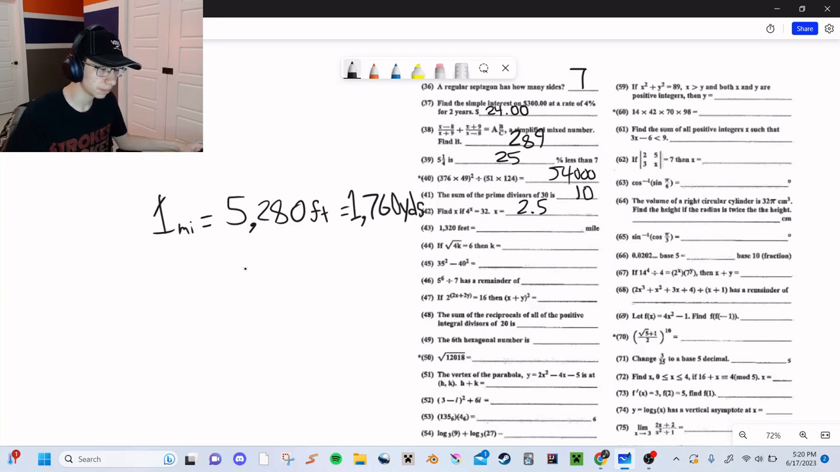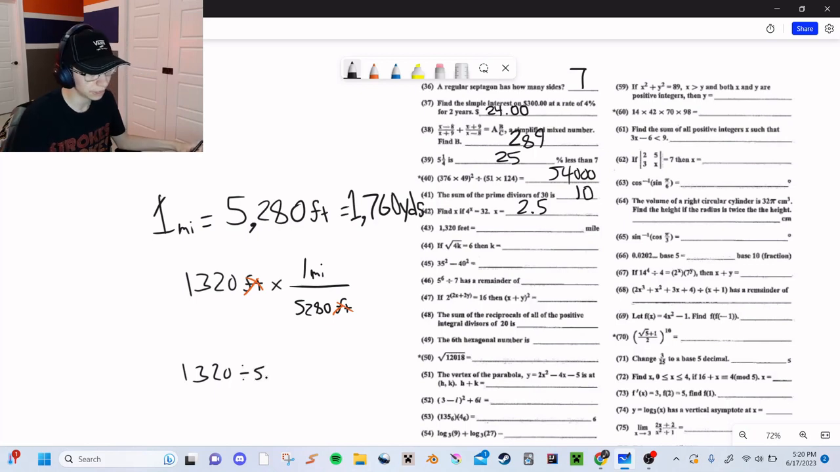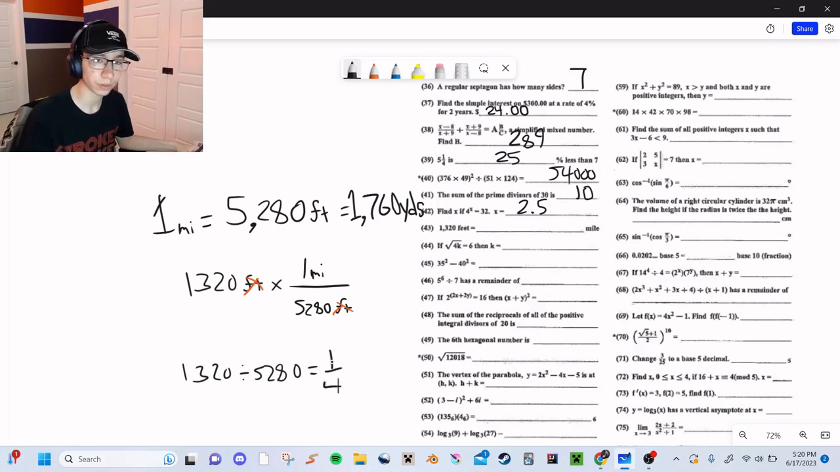And so, to see how many miles is this many feet, I'll just do this many feet times 1 mile per 5,280 feet. So units of feet cancel out. So I'm really doing 1320 divided by 5,280. And that gives me just 1/4. So the answer is 1/4 of a mile.